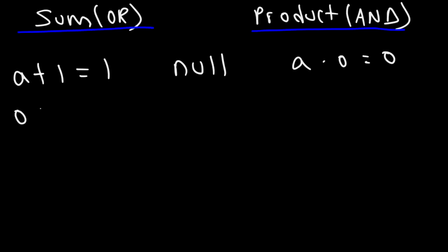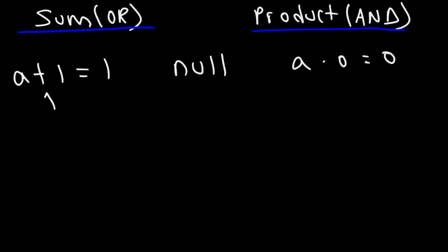For instance, if A is 0, 0 plus 1 equals 1. Okay, that makes sense. But what if A is 1? 1 plus 1, does it really equal 1? Well, in old school algebra, 1 plus 1 is 2. But when dealing with Boolean algebra, 1 plus 1 does equal 1. And let's prove that using logic gates.